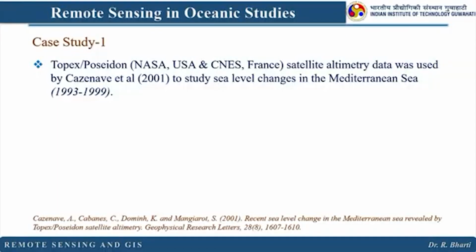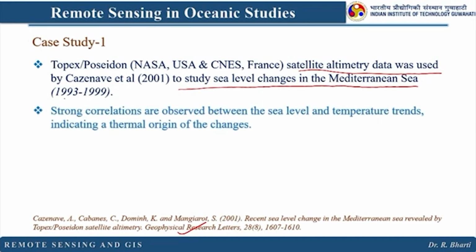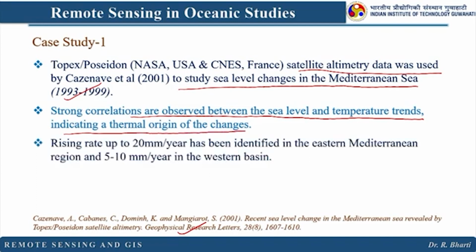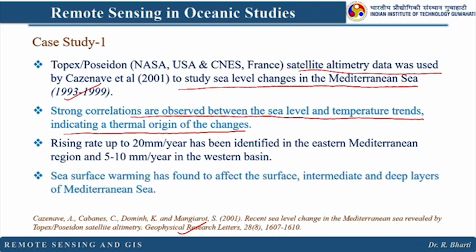I will show you some of the case studies where people have successfully used this remote sensing technique. In this particular work, satellite altimetry data was used to study the sea level changes in the Mediterranean Sea, for 1993 to 1999. Strong correlation was observed between the sea level and temperature trends, indicating a thermal origin of the changes. A rise of up to 20 mm per year has been identified in the eastern Mediterranean region and 5 to 10 mm per year in the western basin. Sea surface warming was found to affect the surface, intermediate and deep layers of the Mediterranean Sea.